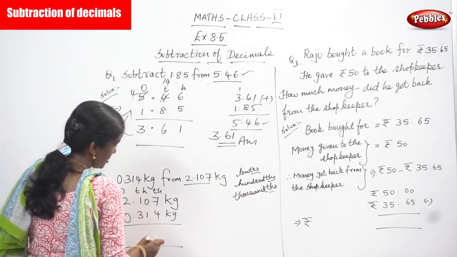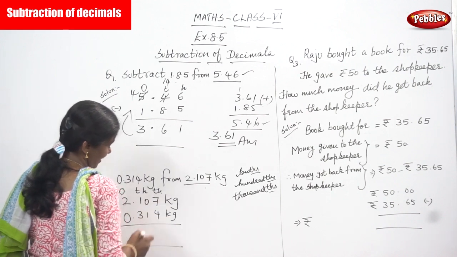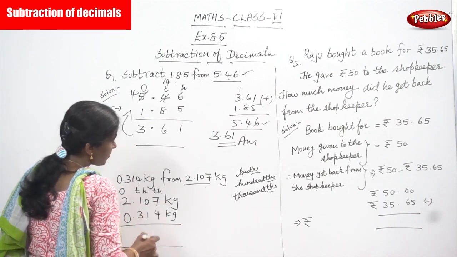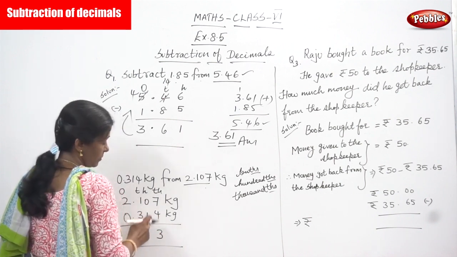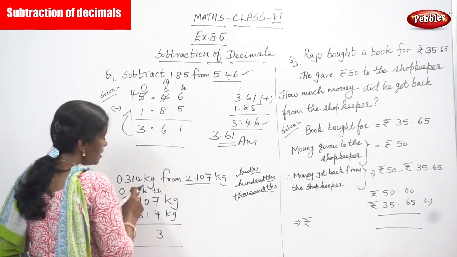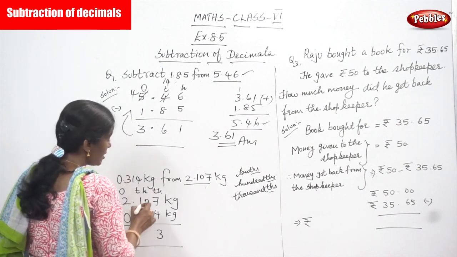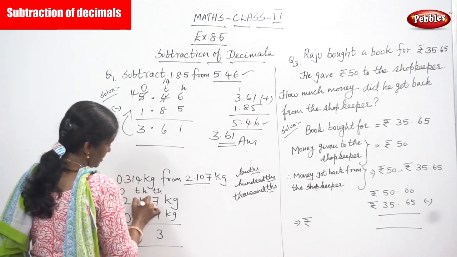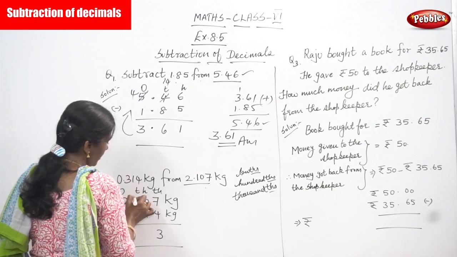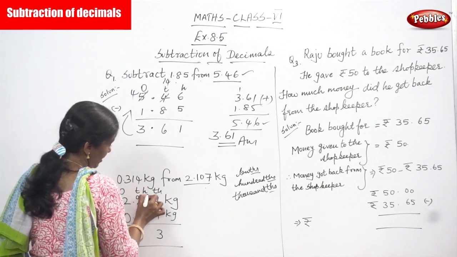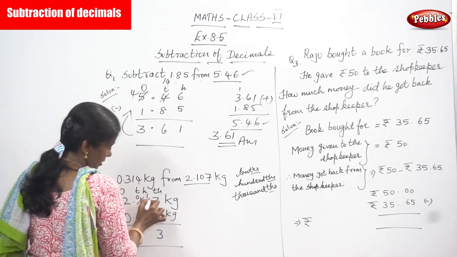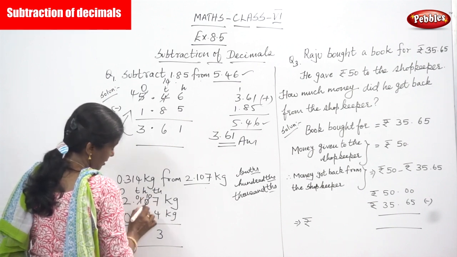So 7 minus 4, you start with the thousands place, okay. 7 minus 4 gives you 3. Then 0 minus 1 is not practically possible to subtract, it is not enough, so you have to borrow from the tens place. So this 1 becomes 0, and this 0 becomes 10.